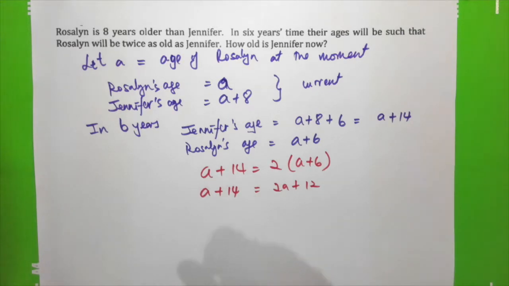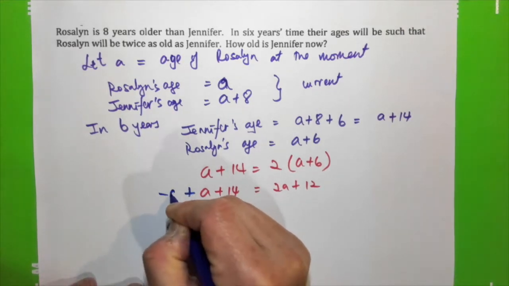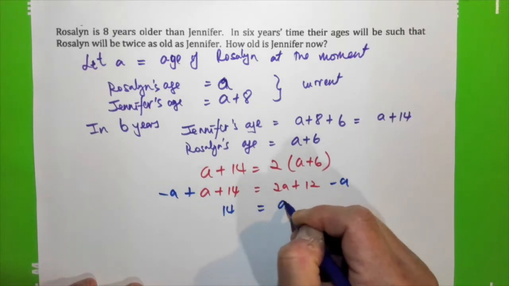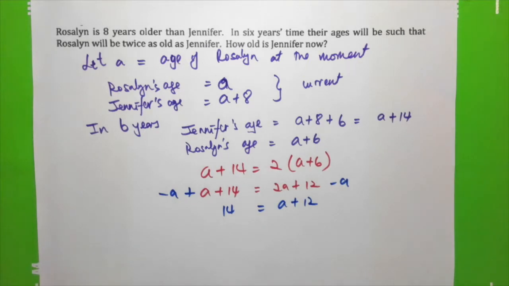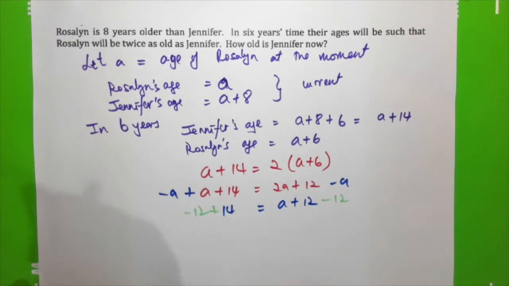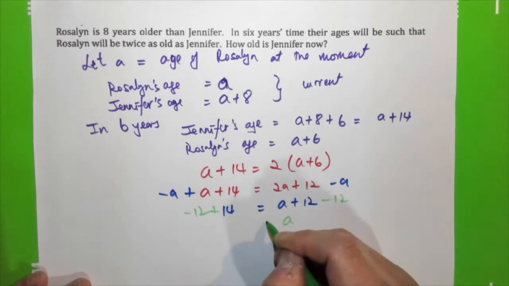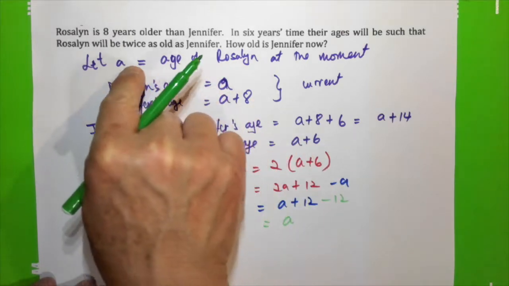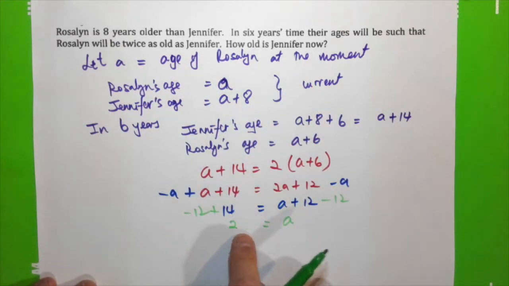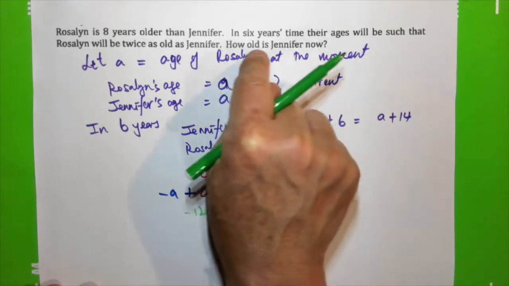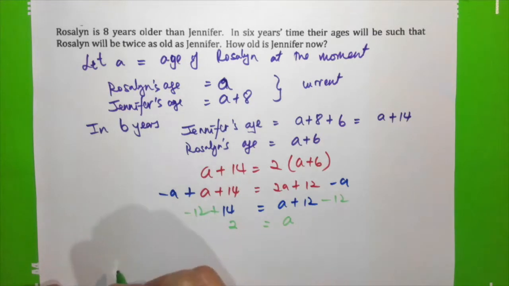Right, let's eliminate A from here. So 14 equals A plus 12. And then we eliminate 12 from here, minus 12. Therefore, we have A equals 2. Because A is the age of Rosalind at the moment, Rosalind is actually 2 years old, and what we need to answer is how old is Jennifer now.